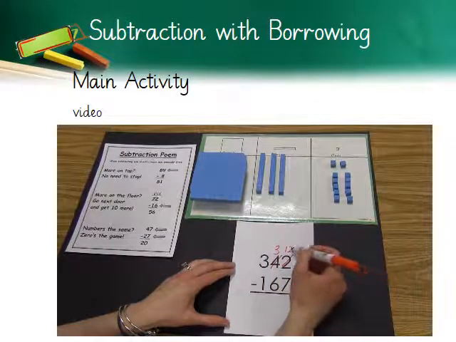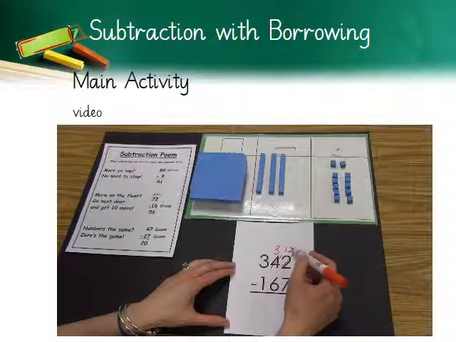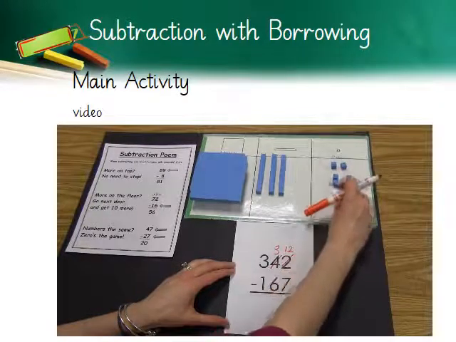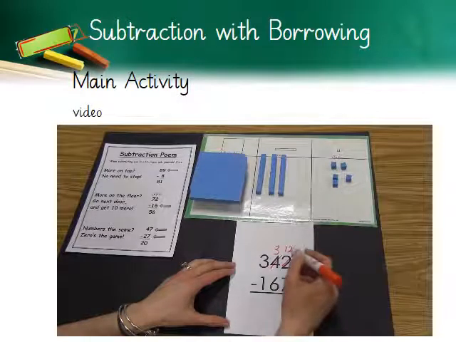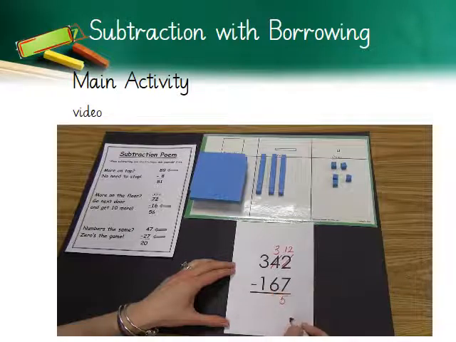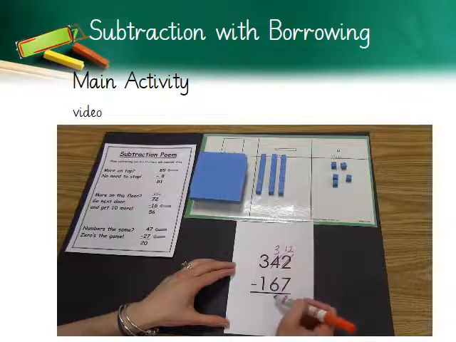So now, 12 take away 7. I have more on top, no need to stop. So I'm going to take away 7. 12 minus 7 is 5. I'm going to write 5 below the ones place. Now I'm going to go to my tens.